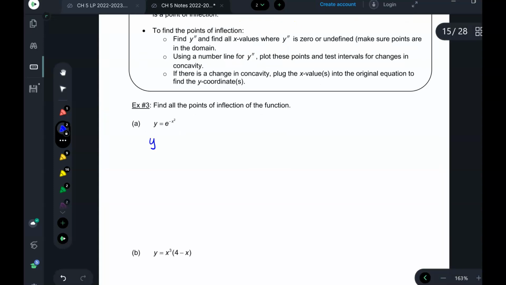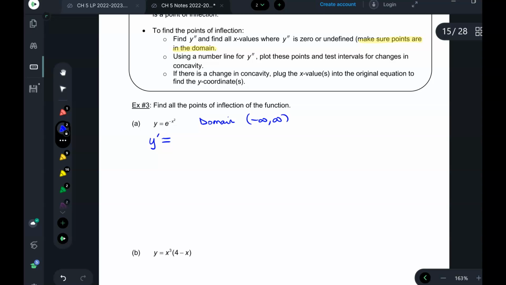Okay, here we go. Here I'll follow the steps as we go through. Find y prime, y double prime, and all the values where y double prime is 0 or undefined. Again, I put this little thing here: make sure the points are in the domain. In this case, the domain is all reals again.